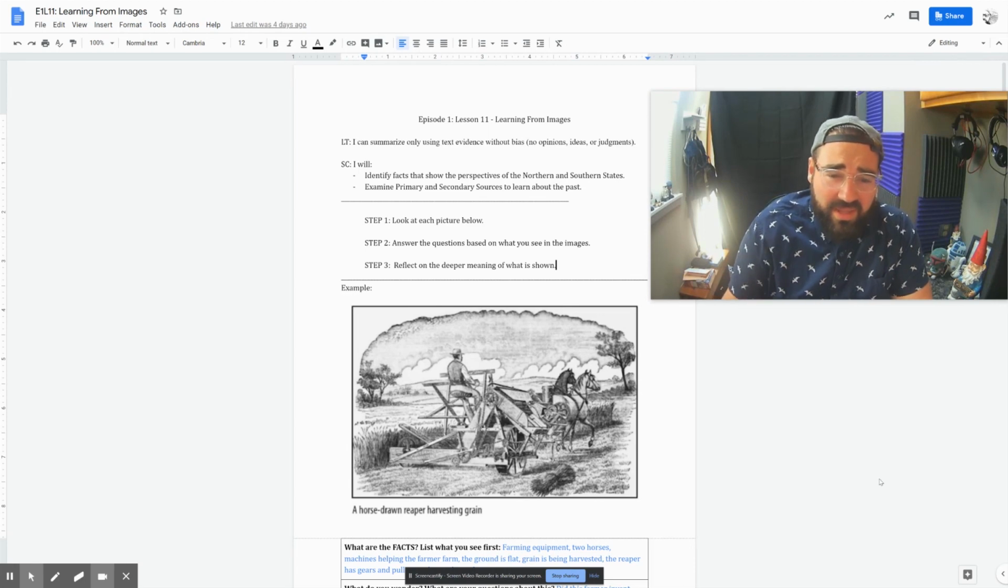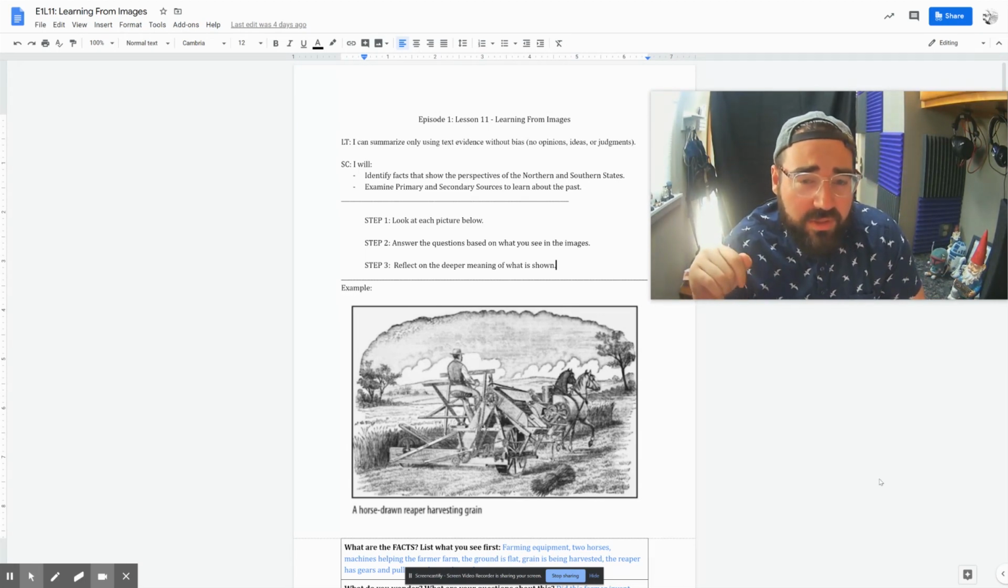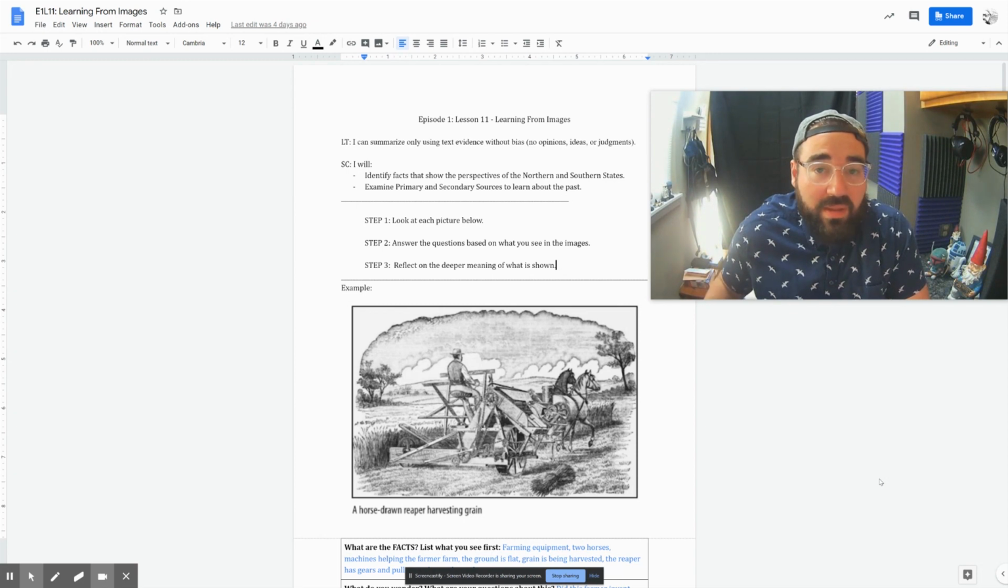All right, class, so episode 11, we will be learning through these images that you'll see here below. Our learning target's the same as it's been, trying to summarize without bias using evidence that we read, or in this case, see. We are going to know if we are successful because we will identify facts that show perspectives from each side, and we will examine primary and secondary sources to learn about the past, and those will be the pictures.